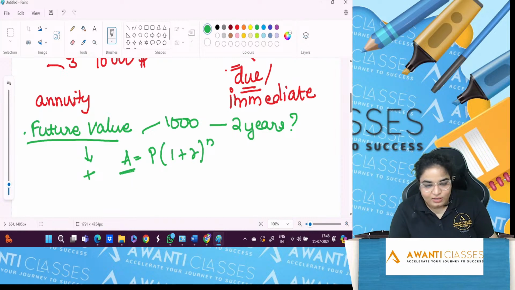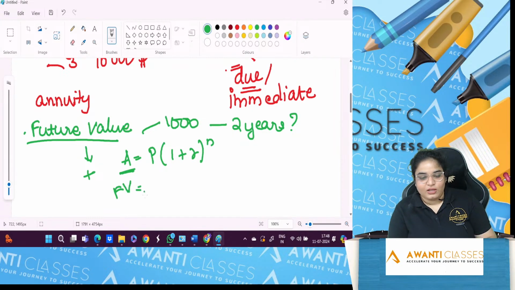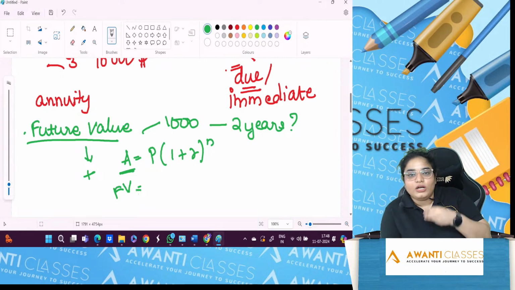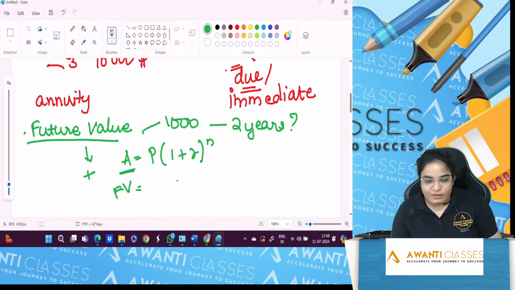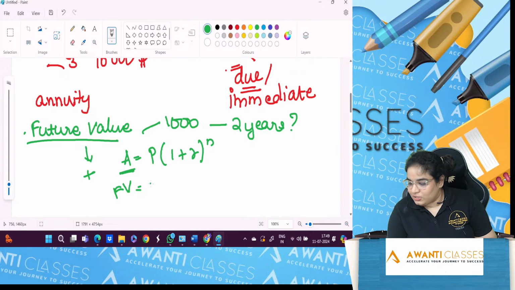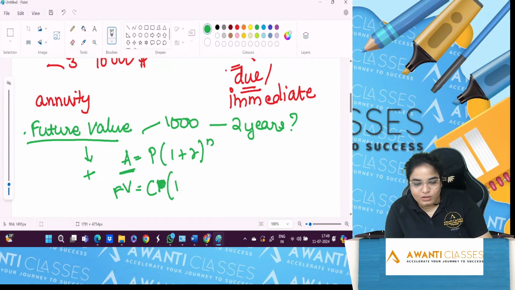So A now becomes FV, not amount but future value. Why? If it's a loan you have to return the amount. Future value, whether it's a loan, whether you have taken or given, all of it, future value is equal to P. It's not P, it is C F, current flow. Yes or no? How much have you given today? Okay, so current amount times 1 plus r to the power of n.